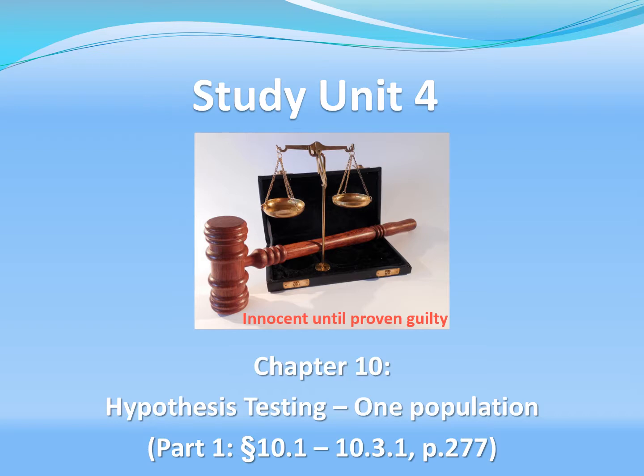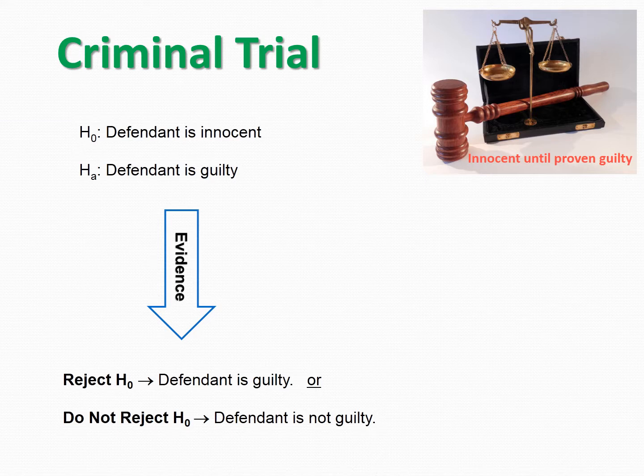So in hypothesis testing, we test some claim about the population mean or the population proportion, and we are going to make a decision based on the sample data then. You can think of a hypothesis test as a criminal trial, where our slogan is innocent until proven guilty. So what we currently believe is true is indicated by H0, and that is our null hypothesis, and that says that the defendant is innocent. What we want to prove in the alternative is indicated by HA, and that is that the defendant is guilty.